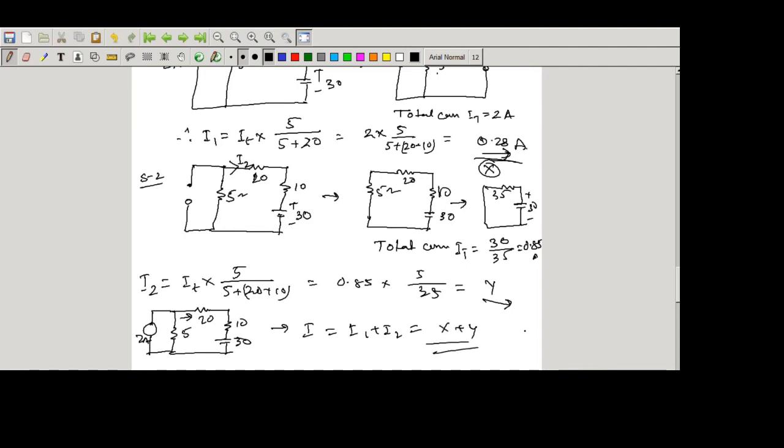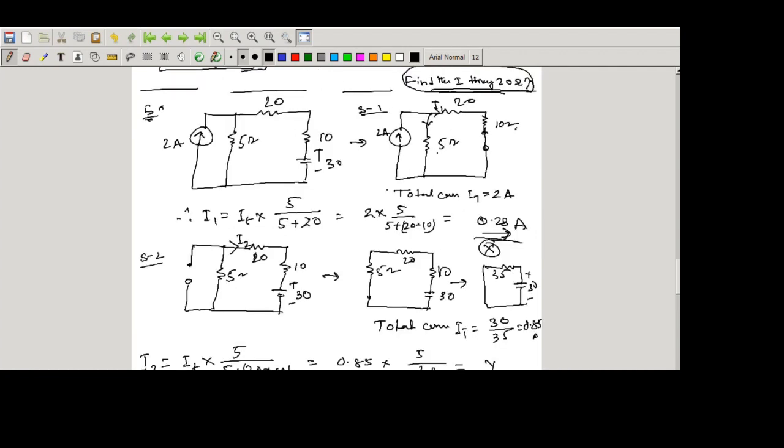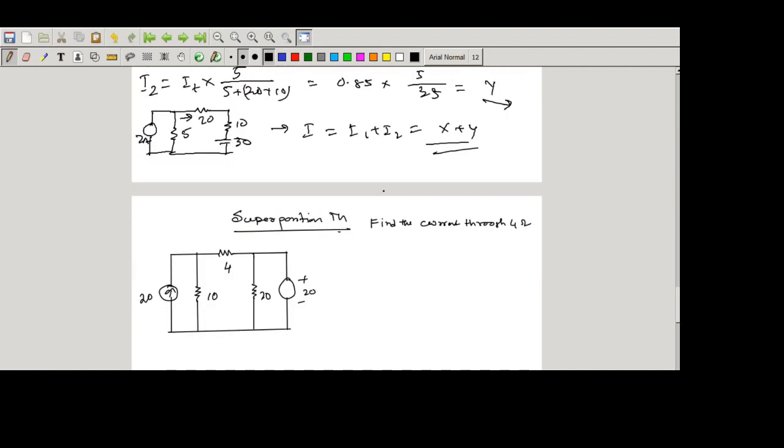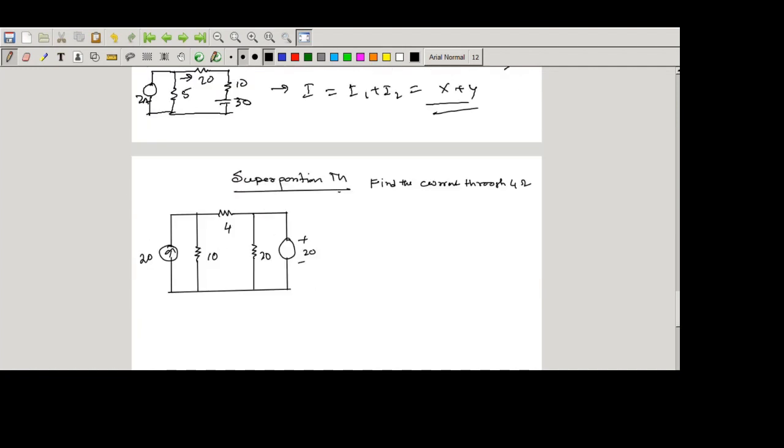These are the answers. So using this formula, we can calculate the superposition theorem. Now we solve another problem in the superposition theorem where two different resistances are there. Now I draw one circuit here. One is the 20 ampere current source, and another is the 20 volt supply voltage.